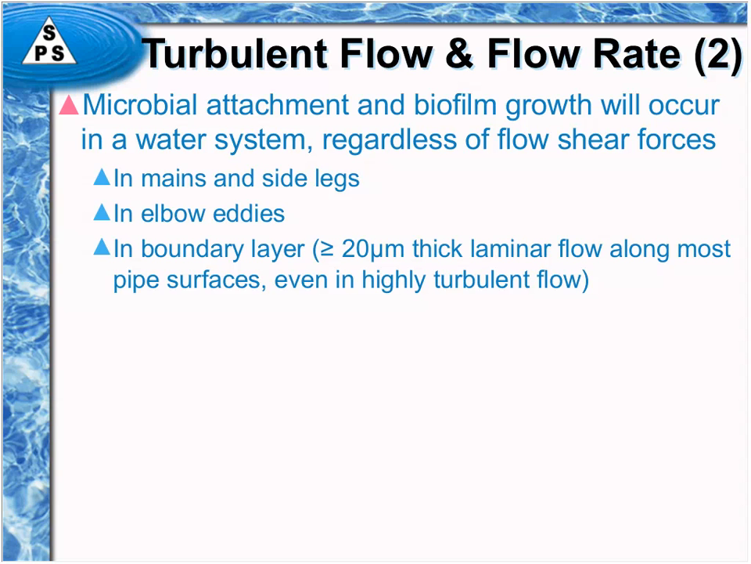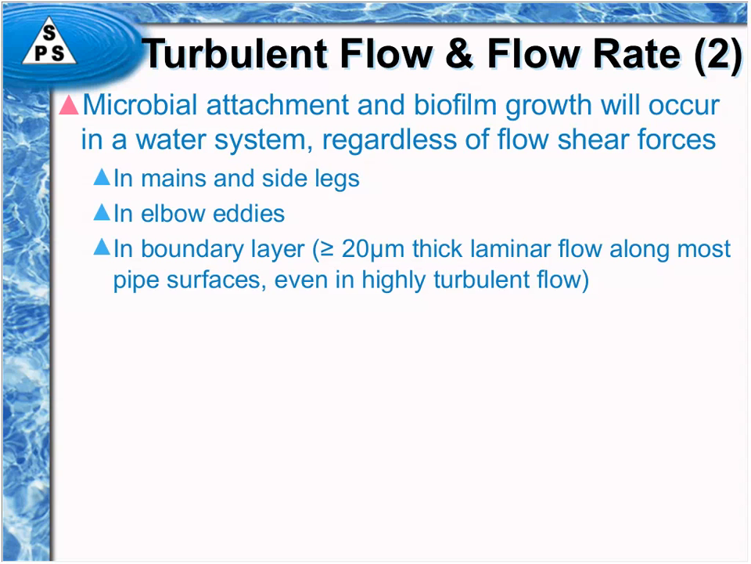And so the boundary layer exists on every single surface in that system. It exists in the straight parts of the pipe. It exists in the elbows. It obviously exists in little side legs. There's boundary layers everywhere, and they are of different thicknesses. And when biofilm grows, it always grows within that boundary layer.